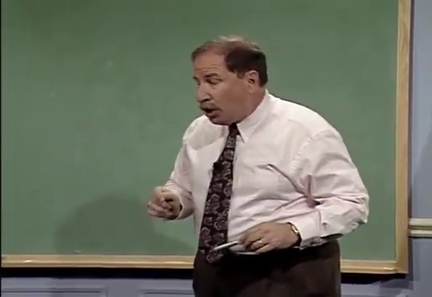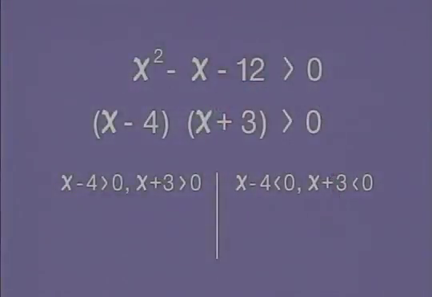So now let's go to the first visual. And that first visual shows us an inequality that's quadratic. X squared minus x minus 12 is greater than 0. We have factored the quadratic inequality. X minus 4 times x plus 3 is greater than 0. Again, if you forgot about factoring, go back to the lesson on factoring and review the factoring of a quadratic trinomial. The solution is underneath.